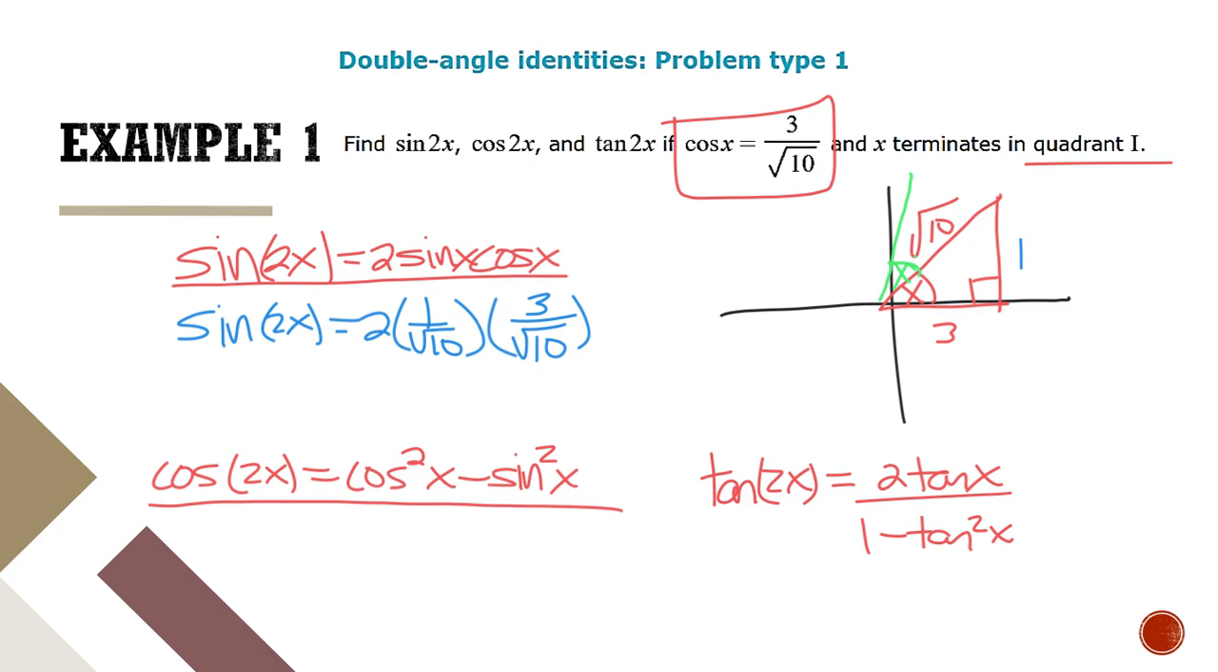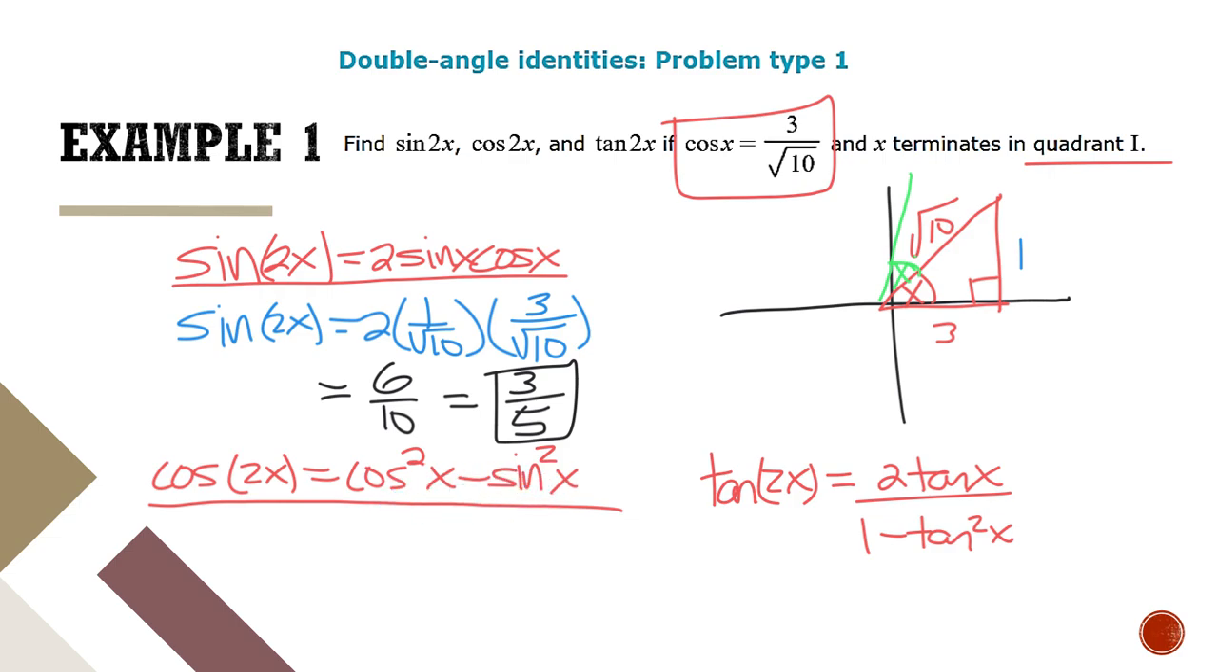Now, we just have to simplify this, so what we do is 2 times 1 times 3, which is 6, and then the square root of 10 times the square root of 10 is 10. So we end up getting 6 over 10, and we can simplify that to be 3 over 5. So again, multiply the numerators, multiply the denominators, and simplify. And that's it. Now the cosine one, I just picked the first one. You could have picked any of them.